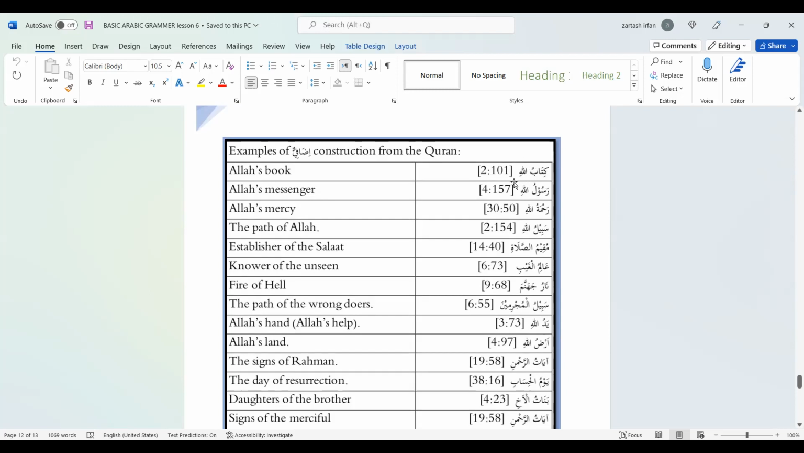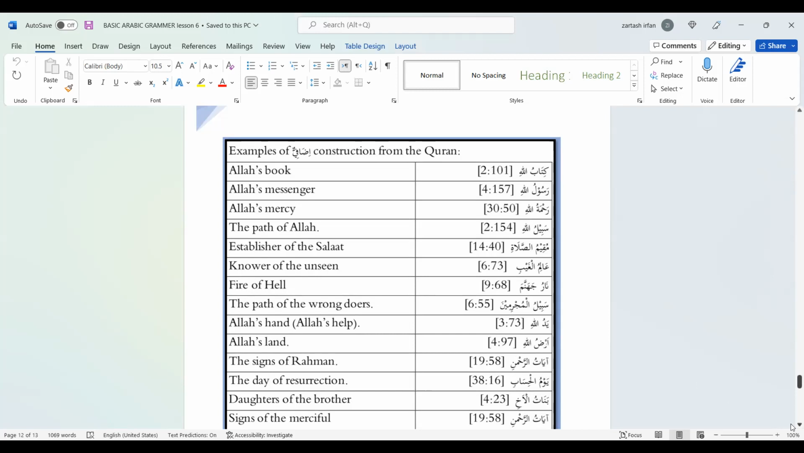Kitabullahi, mudaf ilayhi having kasra, mudaf having no al or tanween. Rasulullahi, mudaf ilayhi having a kasra, mudaf having no al or tanween. Allah's messenger. Rahmatullahi, Allah's mercy, mercy of Allah. Sabilullahi, the path of Allah. Look here, mudaf ilayhi again having a kasra, and mudaf, it doesn't have an al or a tanween.